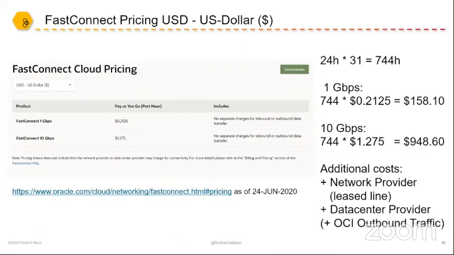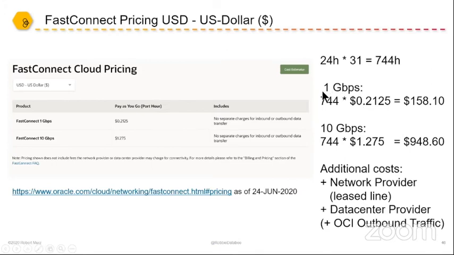Let's have a look at the FastConnect cloud pricing. FastConnect is astonishingly cheap. So if you want your own 1 gigabit per second line, you only have to pay 21 cents per hour, which is a little bit funny because usually you don't send a technician once a day in to plug in your cable. So typically you have to pay this for the whole month. So again, let's calculate that here. We have 24 hours per day, 31 days. So we have 744 hours in a month.